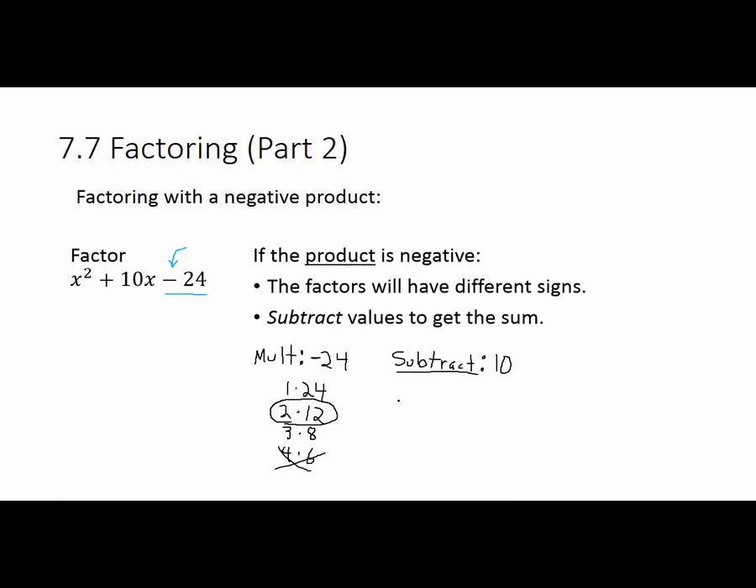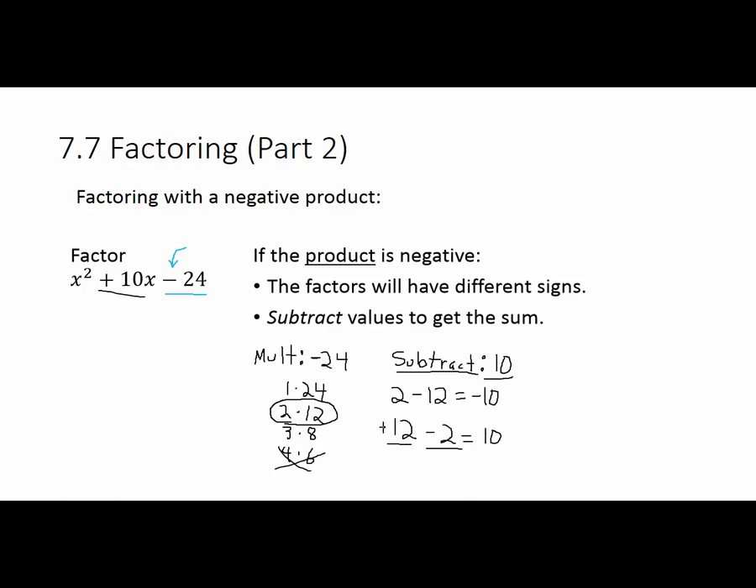Now, when you're subtracting, it matters which one's negative and which one's positive. In other words, if I did 2 minus 12, like that, that would be negative 10. And that's not what I want. I want them to subtract to a positive 10, because that's my sum. So I'm actually going to write it as 12 minus 2 to get a positive 10. That means my two factors are 12 and negative 2.